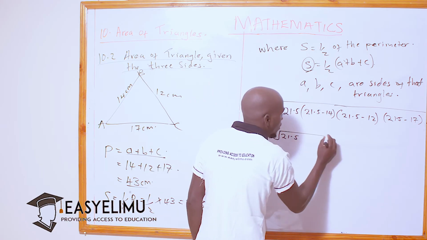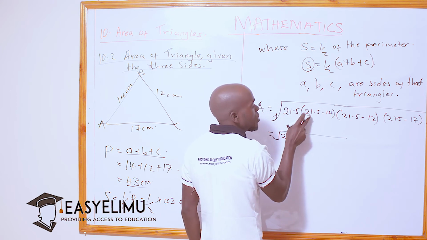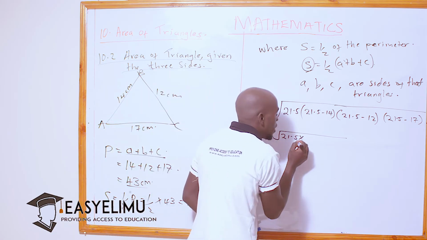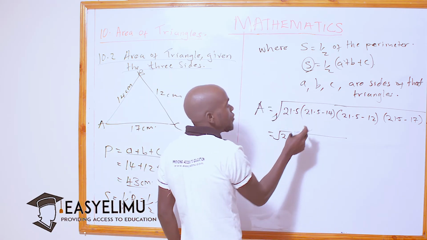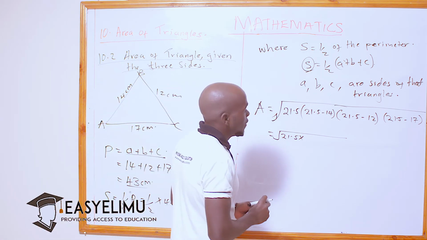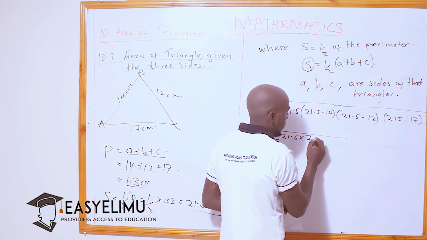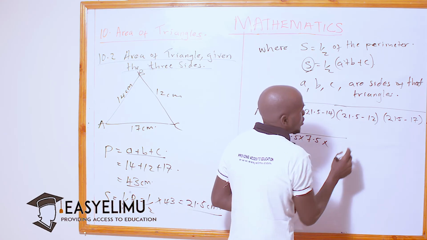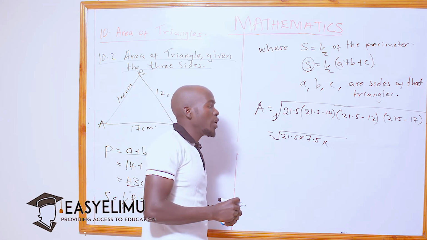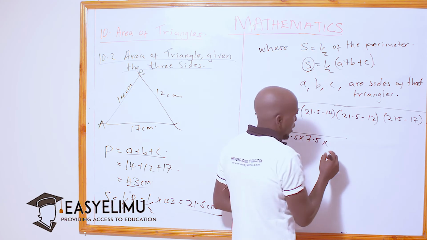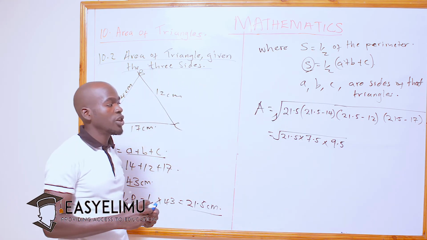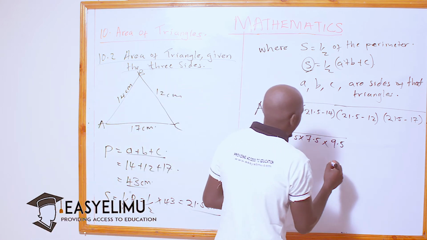Now, on evaluating, the first one will remain 21.5. Now we are removing the bracket by the cross multiplication sign. On doing that, we have 21.5 minus 14, which is 7.5. The same applies to the others: 21.5 minus 12 gives 9.5, and 21.5 minus 17 gives 4.5.